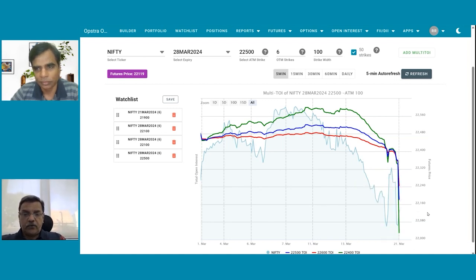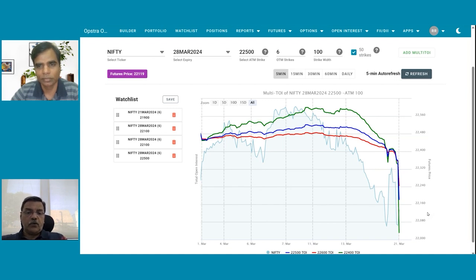So 22,400 was slightly in the money, 22,500 was at the money, and 22,600 was out of the money. Naturally, as can be expected, 22,400 TOI was definitely bullish at that point of time. But if you look at 22,500 and 600, it is not just a question of what is happening on that day. If you look at even the previous few days, 500 and 600 were not trending sharply up the way 22,400 was doing.